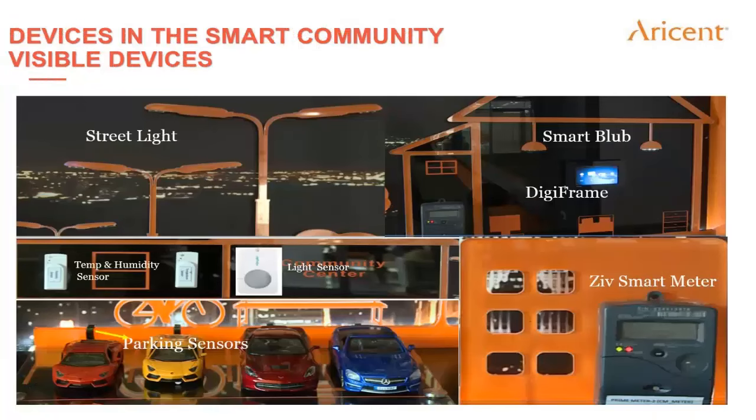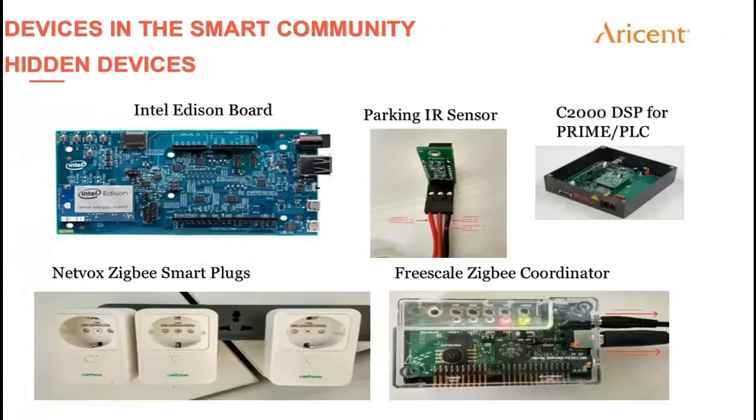The devices and equipment in this demo contain the smart streetlights, smart bulbs and digital photo frames, Zigbee-based temperature and humidity sensors, BLE-based light sensors, parking toy cars, and ZiV PLC Prime smart meters. The other hidden devices are the Intel Aricent board on which the Aricent IoT gateway is running, the network Zigbee smart plugs, parking IR sensors, Freescale Zigbee coordinator, and TI-C1000 DSP Prime PLC board.